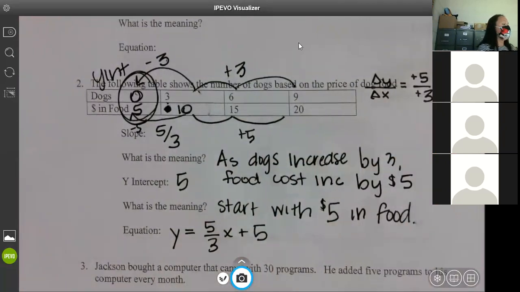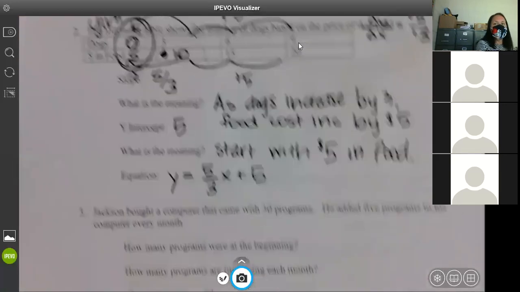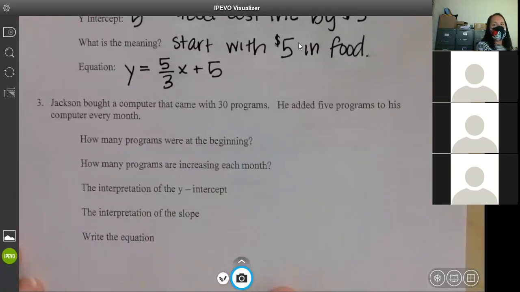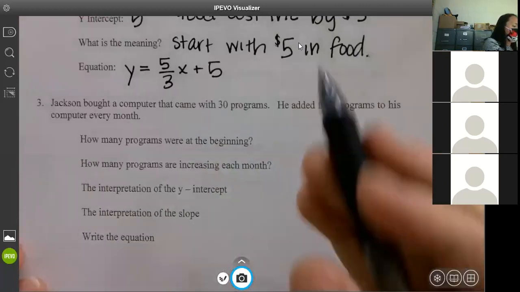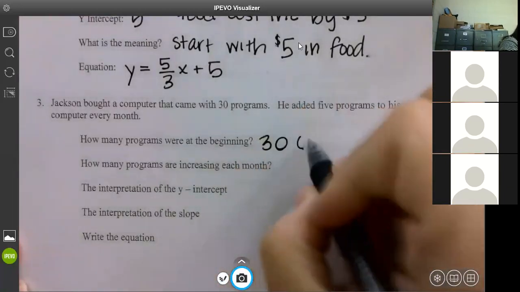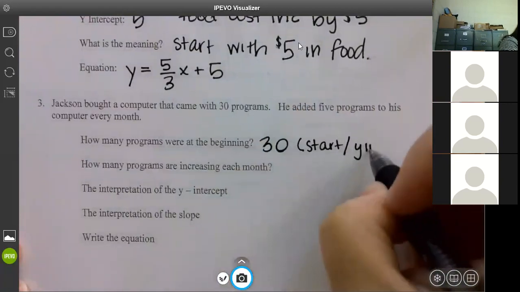So that's literally all we're doing today. Okay, so we're going to keep going over it. All right, look at the next one. Jackson bought a computer that came with 30 programs. He added 5 programs every month. So how many programs were there in the beginning? 30. This is your start or your y-intercept. Remember that.